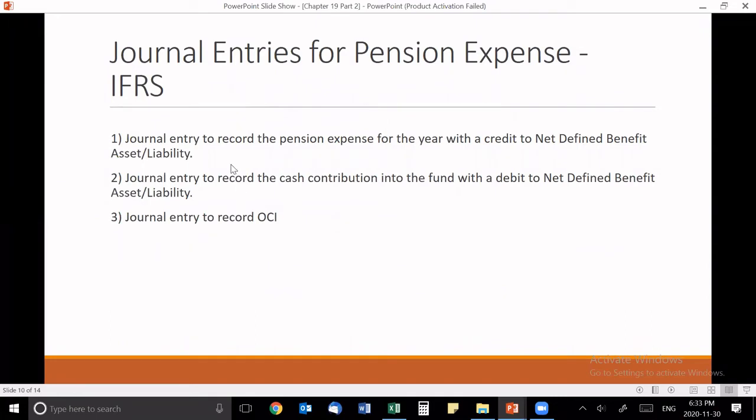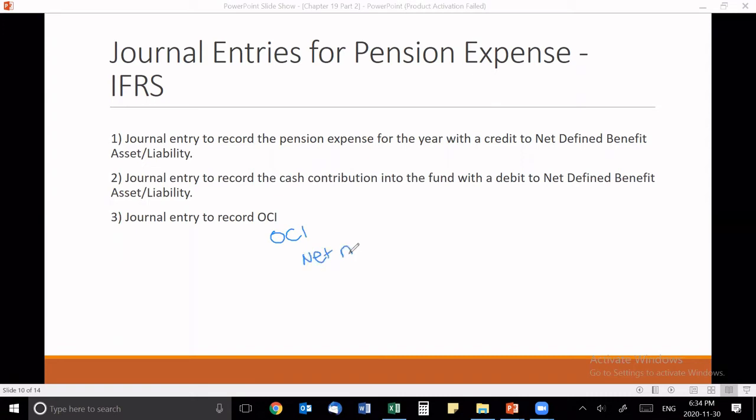All right, so first journal entry is the same as ASPE, debit pension expense, credit net defined benefit. The second journal entry is the same as ASPE, debit your cash contribution, credit your net defined benefit. Third journal entry to record OCI, it's either going to be a debit or a credit to OCI, depending on how your numbers work out. So we're either debiting OCI, and any guesses on what we're crediting? We're crediting our net defined benefit.